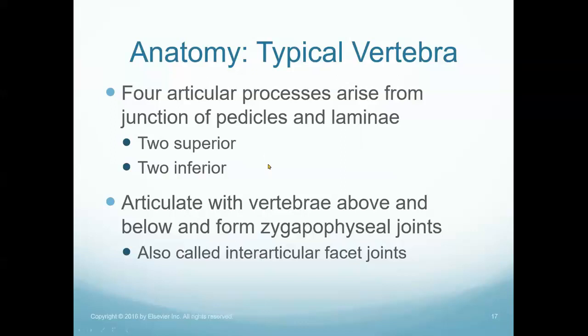What those form, when combined, the inferior with the superior, is a zygapophyseal joint. It's also known as the interarticular facet. For short, you may use zygapophyseal or ZA. ZA would be an abbreviation for zygapophyseal.